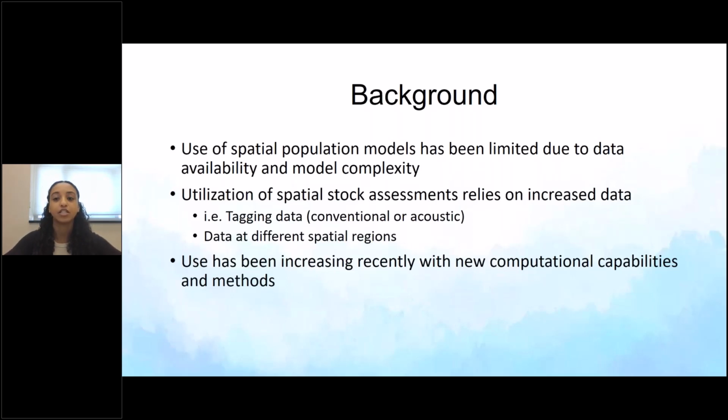But recently, the use of spatial models has increased as a result of additional computational abilities and computer software. And although many studies have shown that increasing spatial complexity to match the biological characteristics of a population can actually improve model estimates, there are still limited spatial stock assessments that are used in practice.